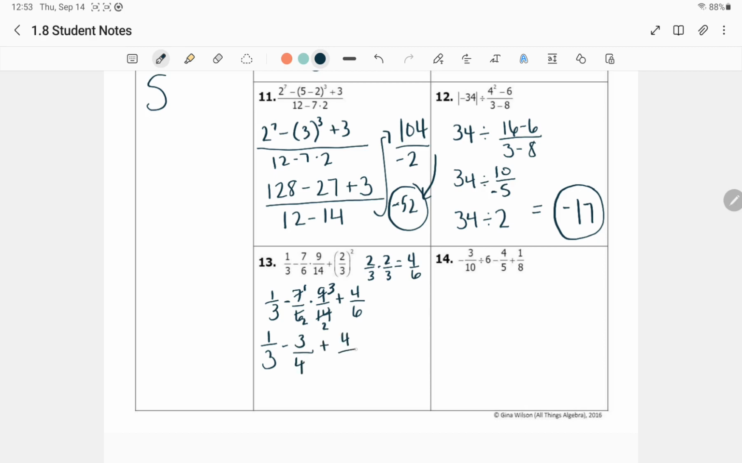Plus 4/6. So I just took these two because they were multiplied by each other. And I did those things first because they were multiplied. And then I rewrote it as what it is now, which is 1 times 3 is 3 on top, and 2 times 2 is 4 on the bottom. And now I have adding and subtracting. Tricky. We need to find the least common denominator for each of them.